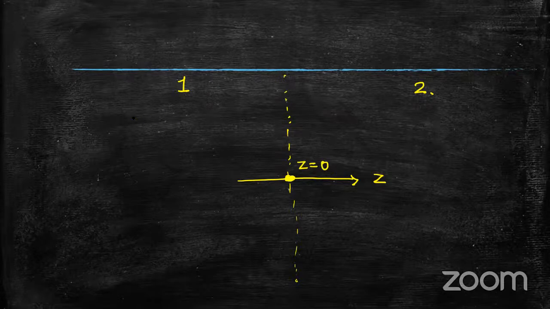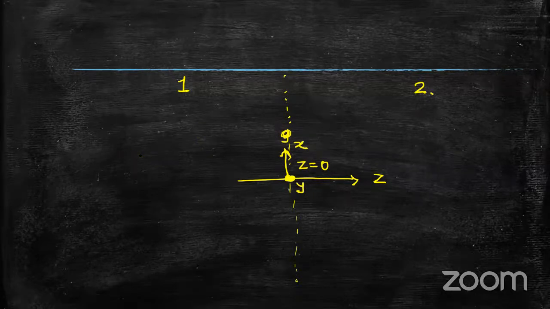Now let's say upward is the x direction, so x is up. That's why I'm putting x up. So y will be coming outside. Y is coming outside, x is up, and z is the direction of travel.